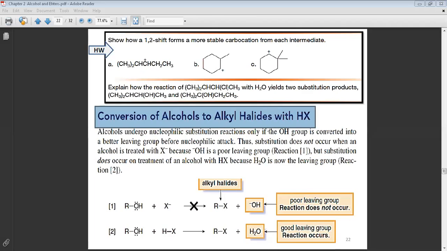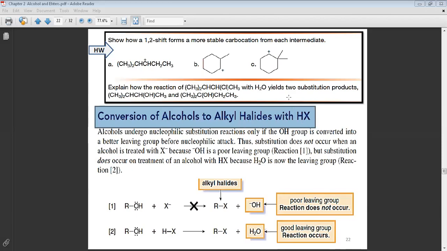Now, conversion of alcohols to alkyl halide with HX. That means we have an alcohol, and this alcohol will become an alkyl halide. With what? With HX, with acid.